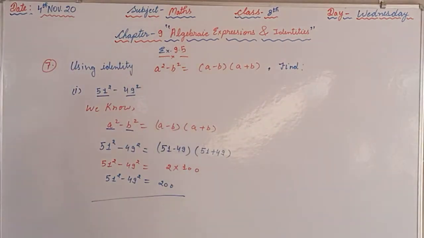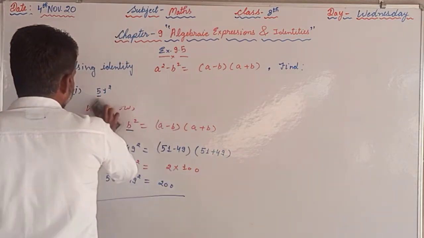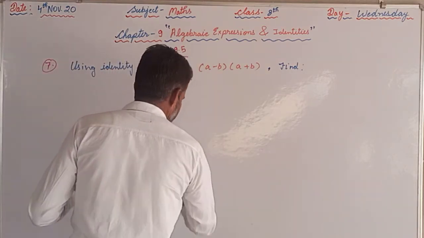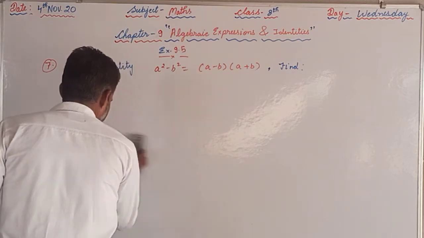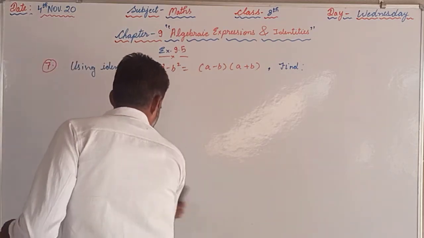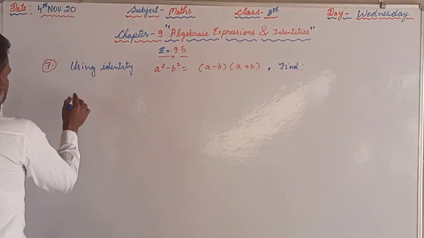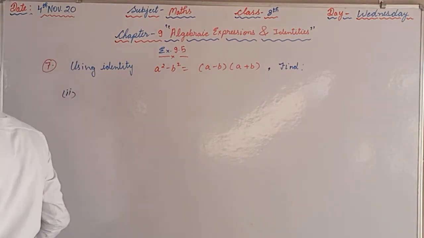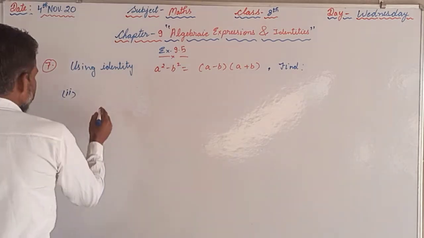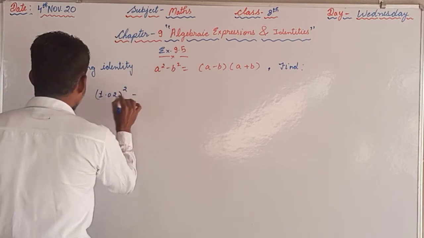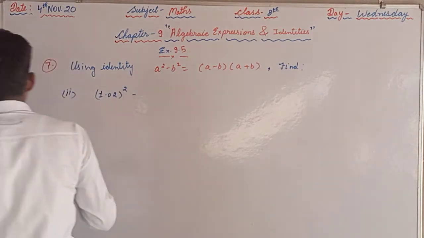At the same time we are supposed to discuss some more parts given in this question, that is the second one. The second part is 1.02 square minus 0.98 square.